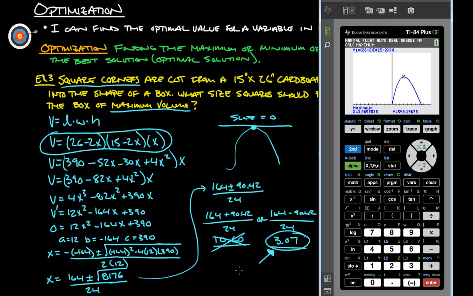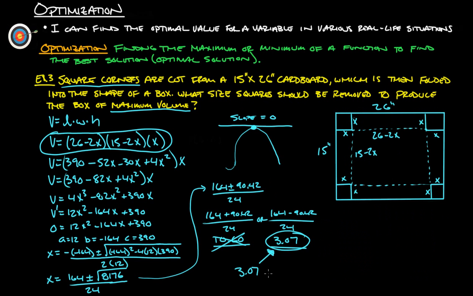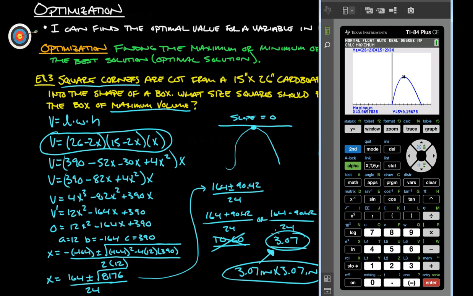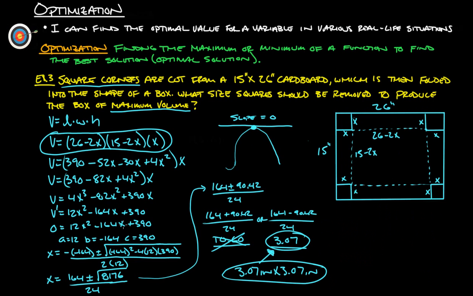So we should cut out 3.07 inches by 3.07 inches to maximize the volume of this box here. And again, that volume would be 540.2 cubic inches. So you're welcome to do it this way with all the math there, or you can just put this into your graphing calculator and find the maximum, because that's really what we were doing anyway.